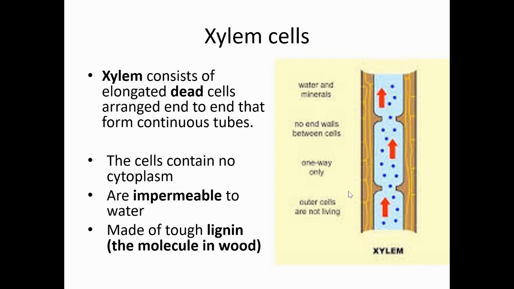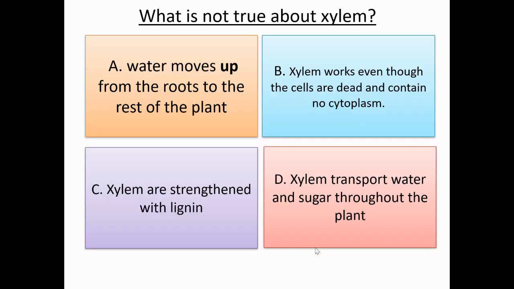It is in fact a carbohydrate, like a sugar, but imagine one that doesn't dissolve and is really tough. Very difficult to digest. People can't eat lignin, which is why you might want to spit out the woody husks of nuts. You can't digest lignin, and this is what the xylem tubes are made out of. So the key points: no cytoplasm, the cells are dead, it's waterproof, and it's made of this tough molecule, lignin.